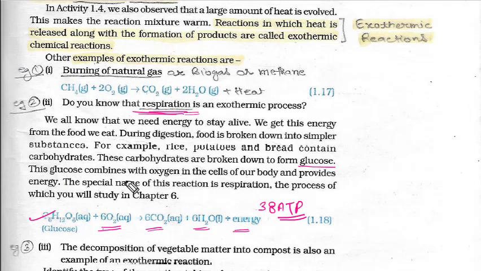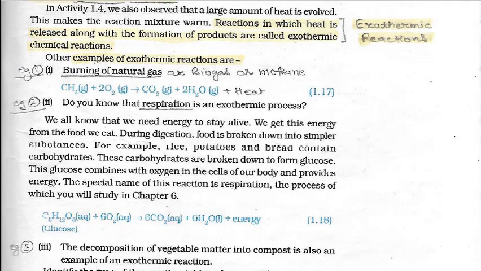So when this glucose combines with the oxygen in the cells of our body, it provides energy in the form of ATP. The special name of this reaction is respiration, the process of which you will study in chapter 6, which is your life process chapter. In that chapter you will study this process of respiration in detail.